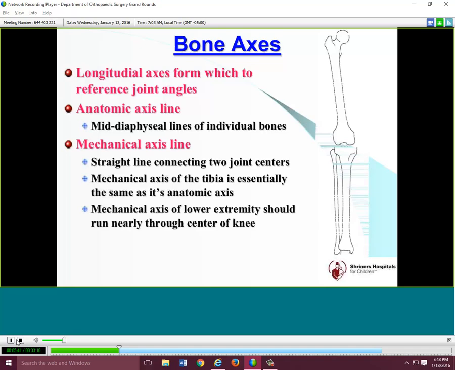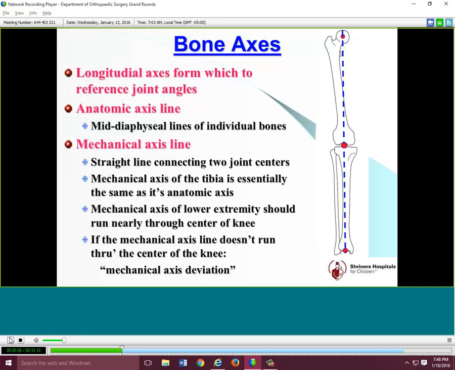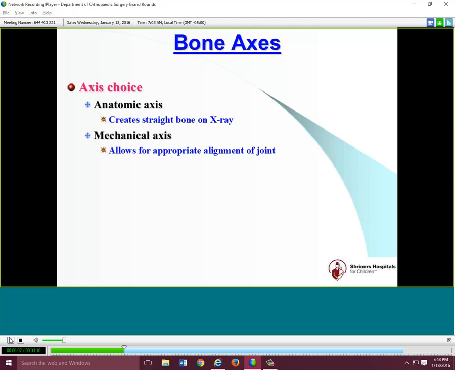The mechanical axis of the lower extremity, though, is very interesting because it actually goes from the middle of the femoral head to the middle of the ankle and should pass just about through the middle of the knee. So that's when you know you have a normal mechanical axis when all three joints line up well. If the mechanical axis doesn't run through the middle of the knee, we call that a mechanical axis deviation. And then we'll talk about that a little bit, how to measure that and explain that a little bit more.